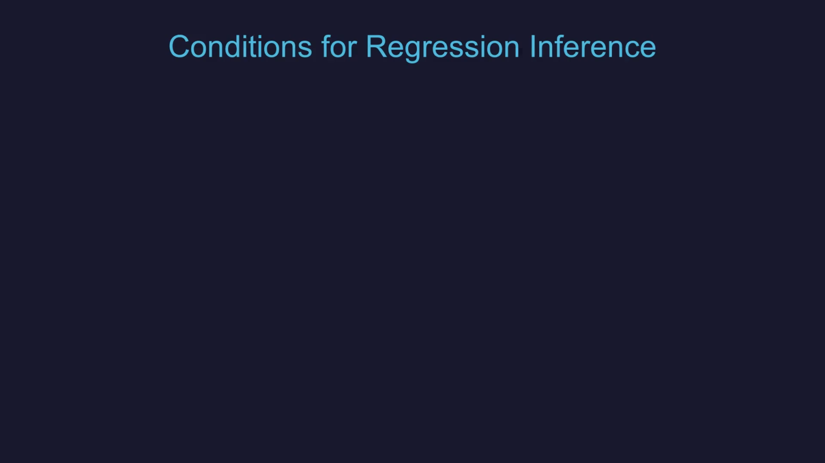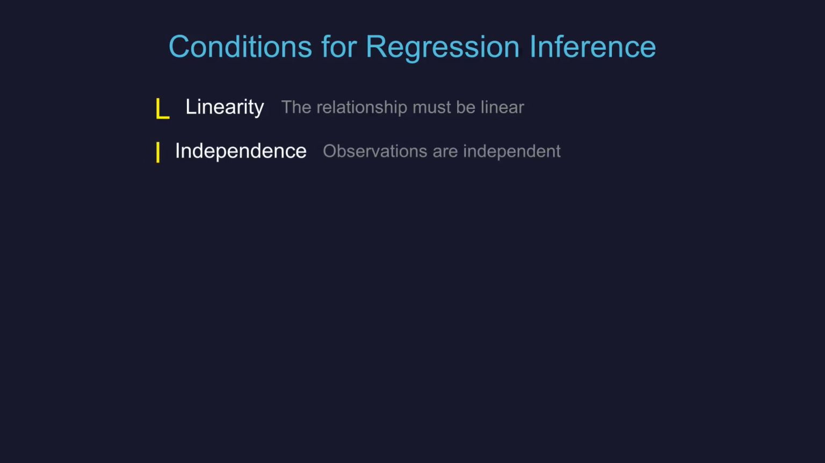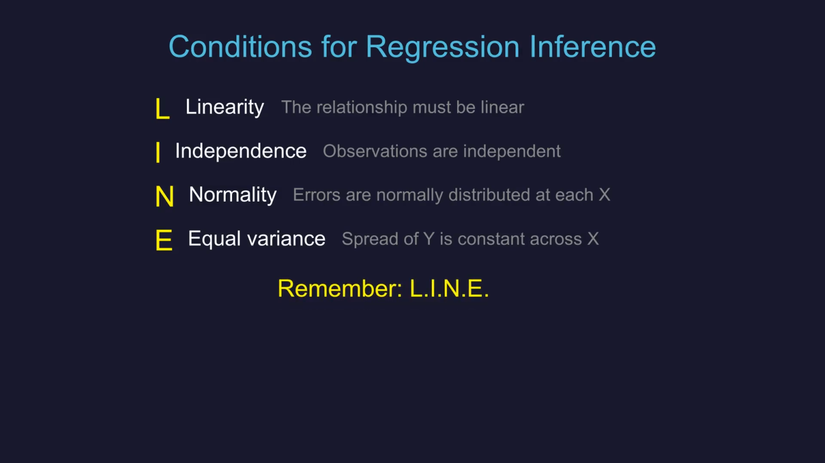Regression inference requires 4 conditions, easy to remember with the acronym LINE. L for linearity, the true relationship must be linear. I for independence, observations should be independent. N for normality, at each x, the errors follow a normal distribution. E for equal variance, also called homoscedasticity, the spread of y should be the same at every level of x.